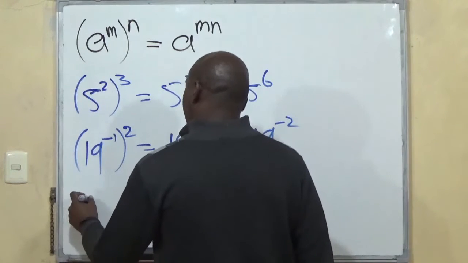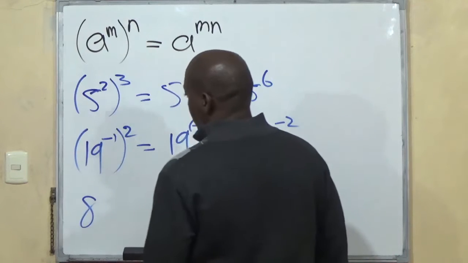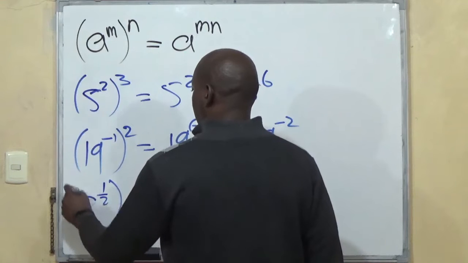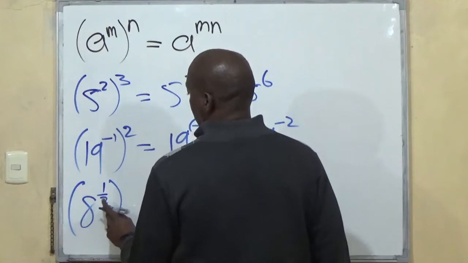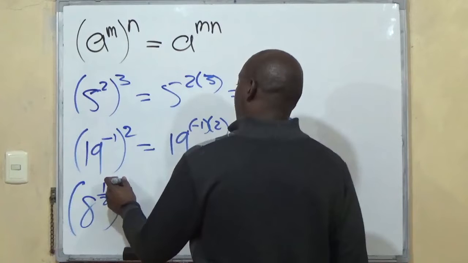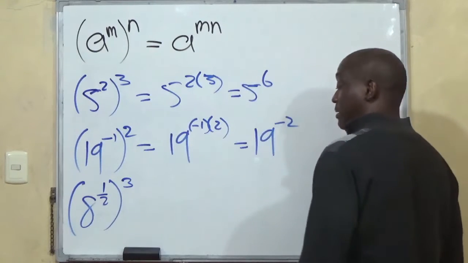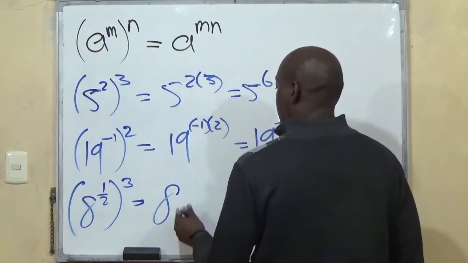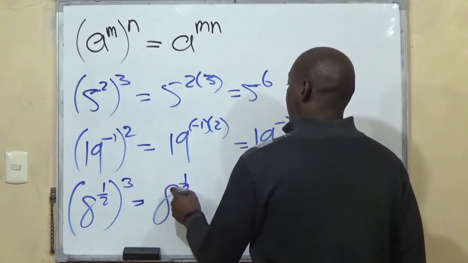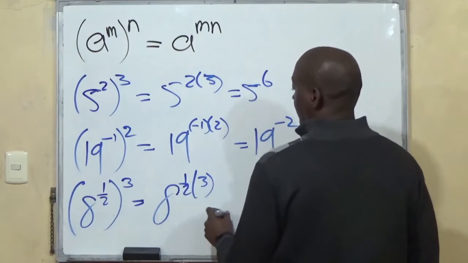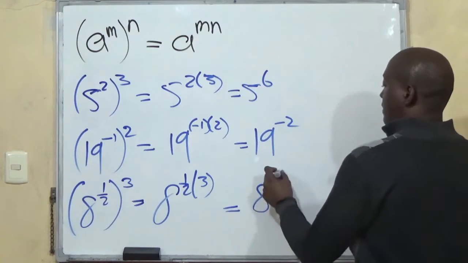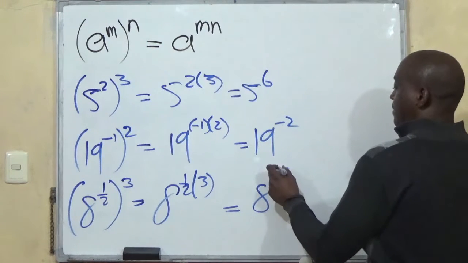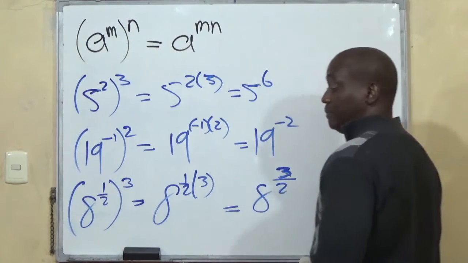If I have 8 to the power of a half, all in brackets to the power of 3, then that would be 8 to the power of a half by 3, which would be 8 to the power of 3 over 2. You multiply a half by 3 and I get 3 over 2.